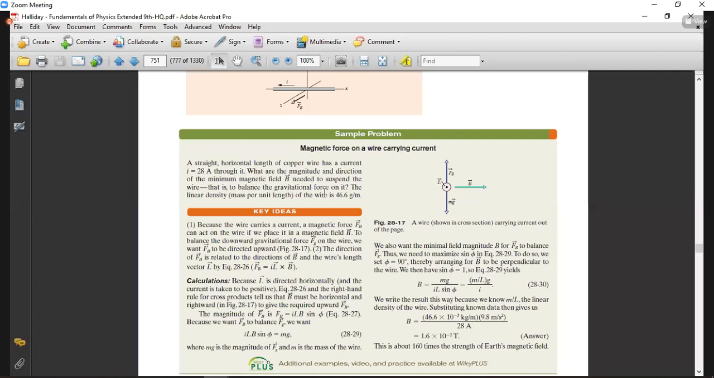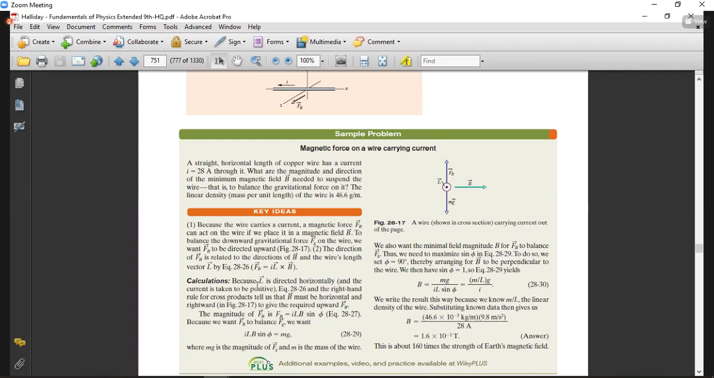Let's suppose the gravitational force is acting downward, so the magnetic force should act in the upward direction so that the wire can be suspended. It is just like magnetic levitation, which you have already studied, when a body is suspended in the air rather than contacting any surface. So for that purpose, we are going to balance the gravitational force with the magnetic force.